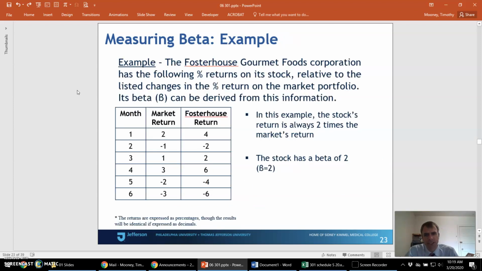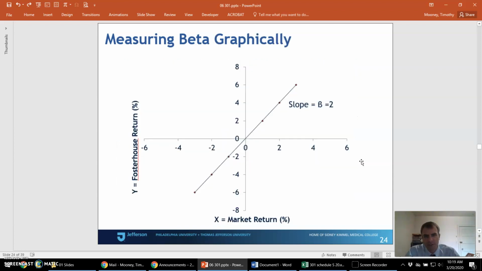So with this hypothetical example, Foster House Gourmet Foods, we've got 6 months of historical data, and you can see every month we've got the market return and Foster House's return. And you can see that every single month Foster House's return is exactly twice the magnitude of the market return, right? First month, market's up 2%, Foster House is up twice as much, 4%. Second month, market is down 1%, Foster House is down twice as much. So Foster House's return is always twice the market return, so that corresponds to a beta of 2. So you can see Foster House's return moves more than the market on average. So that measures market risk.